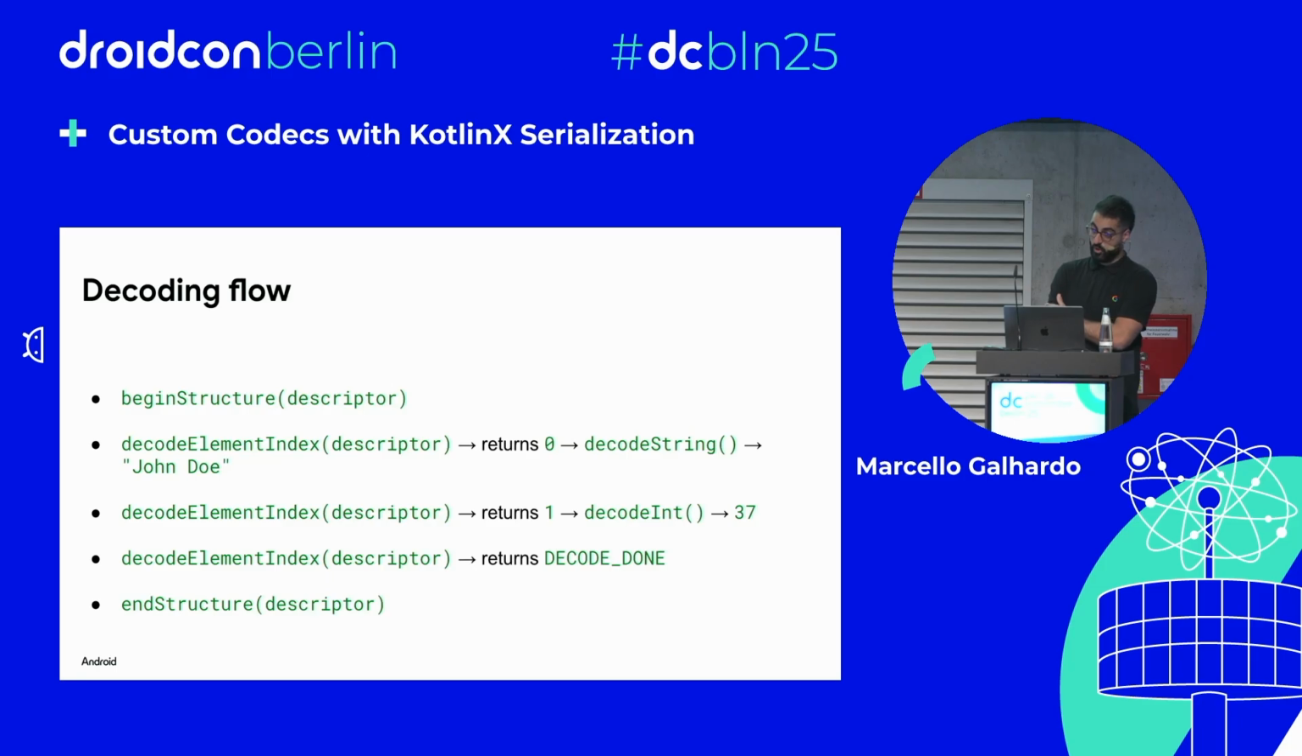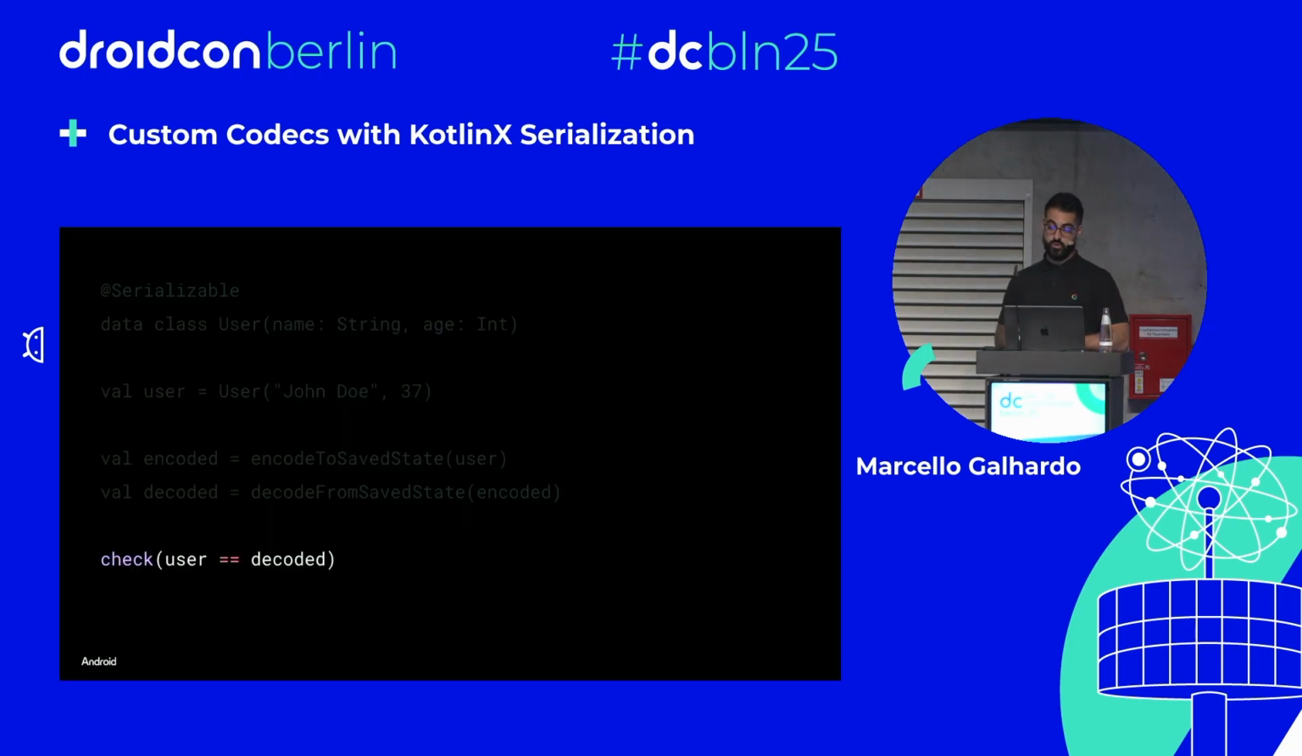And the flow for decoding is going to call begin structure first. Then decode element index will return 0. So we call the decode string method that is going to return us John Doe, the string. Next, decode element index is going to return 1, and we use that to know what we want to call, and we're going to call decode int that takes 37. Then, because this class just has these two fields, properties, we're going to call decode element index, which returns decode done, and that means that there is nothing else for us to decode here. It ends with end structure, like the encoding flow.